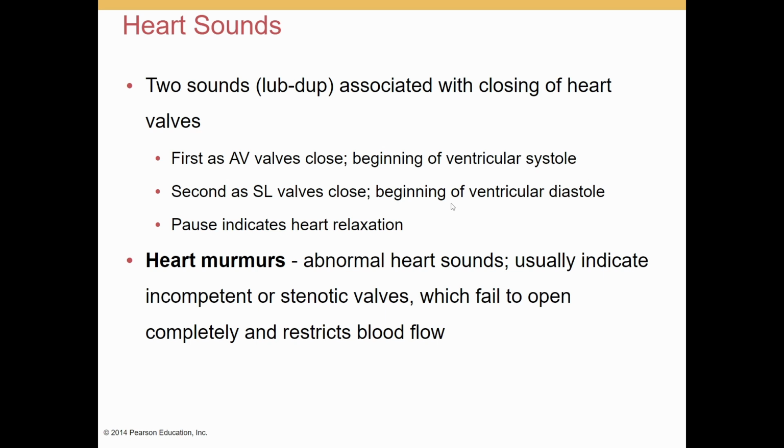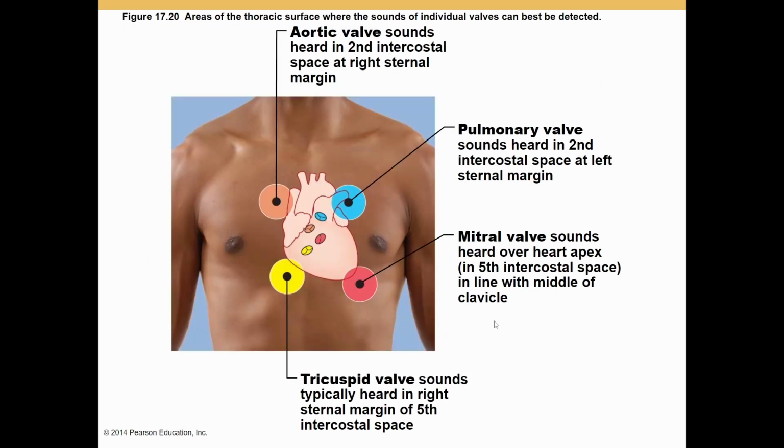After ventricular ejection, the ventricles start to relax, but that blood has moved past the semilunar valves and rebounds or bounces off of the top side of the semilunar valves, making the sound. There's a pause between the lup, dup, or S1 and S2 sound, and this pause indicates the heart relaxation. If there's a heart murmur, that's an abnormal heart sound. That usually says something's wrong with a valve. Maybe it's incompetent or stenotic or there's backflow. It might be failing to open completely or restricting blood flow.